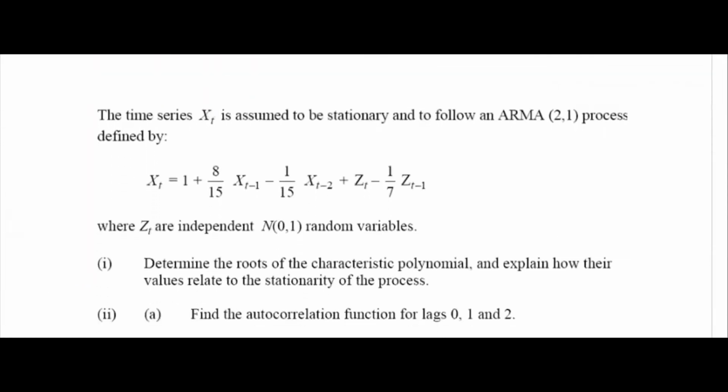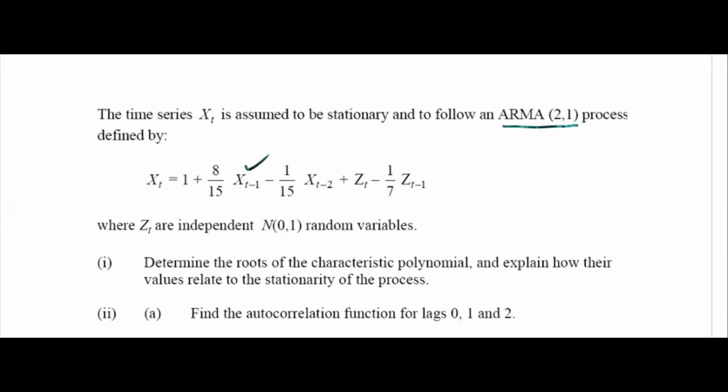Okay. The next question. The time series is assumed to be stationary and to follow an ARMA(2,1) process. ARMA(2,1) means X_{t-1}, X_{t-2}, and the 1 means there is an e_{t-1}. Here Z_t are independent normal. Sigma is also given as 1 here. So this is an ARMA(2,1) process defined by this. This is not ARIMA. You need not check for a unit root because we are not talking about ARIMA. Whenever you see ARIMA, only then you check for unit roots.